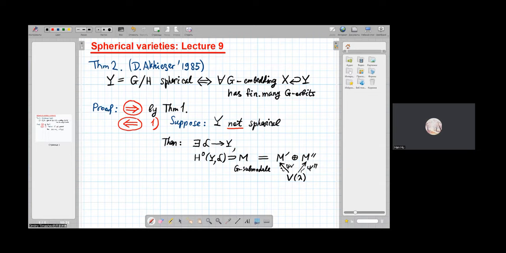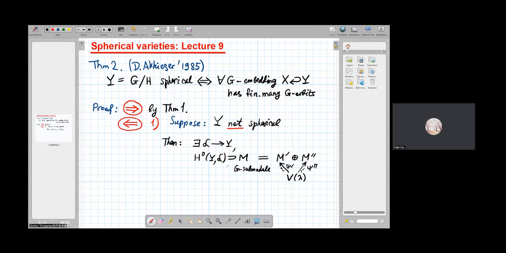Strictly speaking, as I said, we should speak not about G submodules here, but G prime submodules, where G prime is a finite cover of G, because as we know, the action of the group G lifts to the line bundle, maybe after replacing G with its finite cover. But we also know that we can replace the line bundle with a sufficiently big tensor power such that the action of G itself lifts to the line bundle.